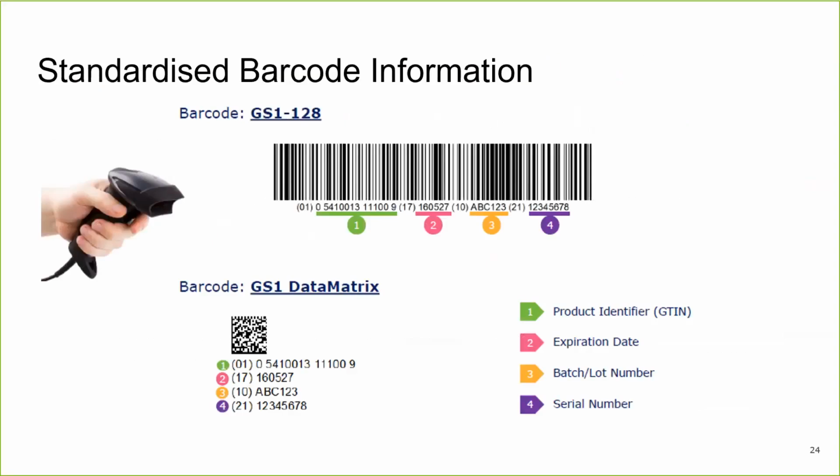So standardized barcode information, what we mean by that is that all these regulations or agreements agree on certain kinds of information. First of all, there's the product identifier. We call it GTIN, it's GS1 language for product identifier, global trade item number. Usually there's an expiration date, a lot number, and also a serial number in some cases. And it can be captured either in a barcode or in a data matrix.